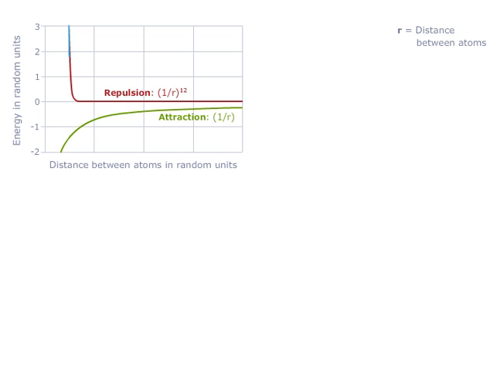The sum of both curves shows the energy progression of the bond. Status of equilibrium exists at the minimum of the curve. Thus, it defines a bond distance.